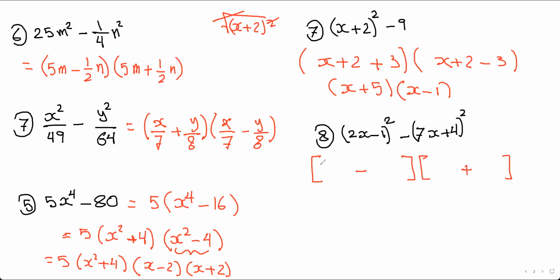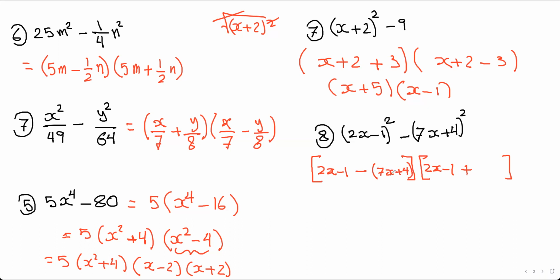So what I'm going to put here is the square root of this. When you square root this, the square root cancels the square. So I'm going to end up with 2x minus 1. And that's what I put here and put there. And the square root of this, the square is going to cancel. So I'm going to put brackets 7x plus 4.